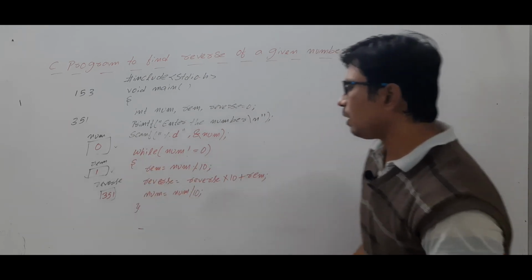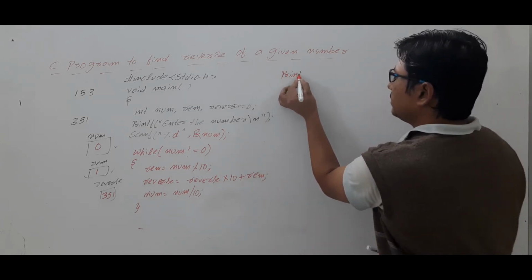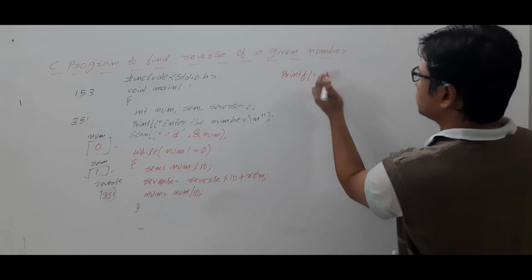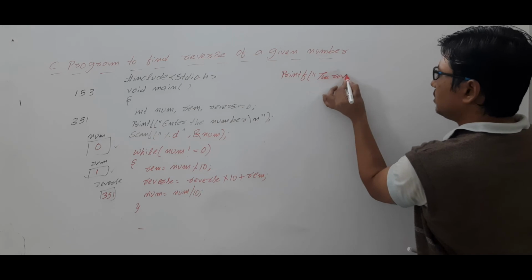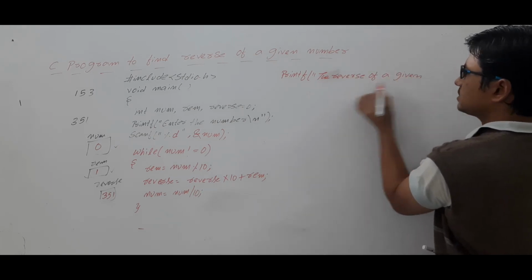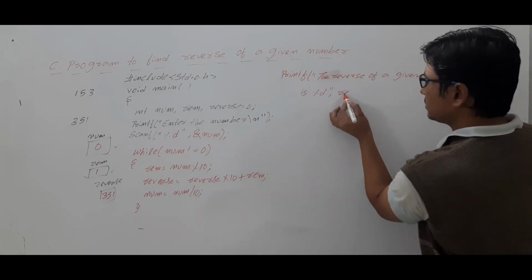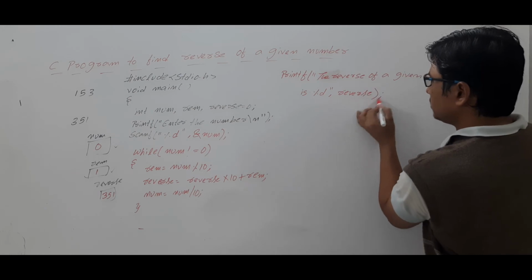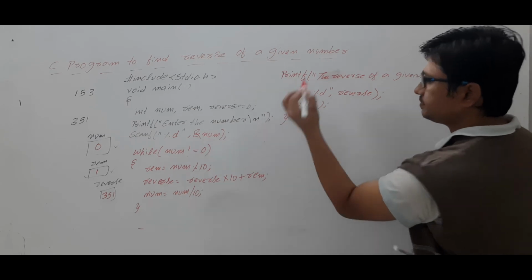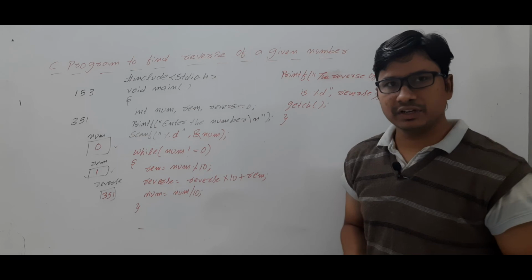Now, what is the reverse of a given number? Printf, the reverse of a given number is percentage %d, reverse. Okay, are you able to understand? Getch. Okay, so this is the program to find the reverse of a given number.